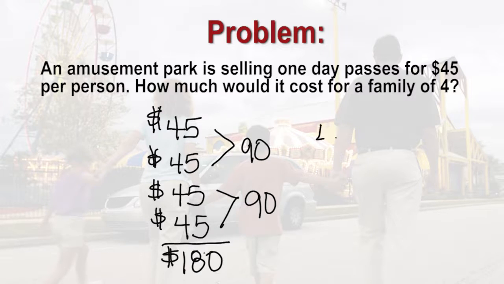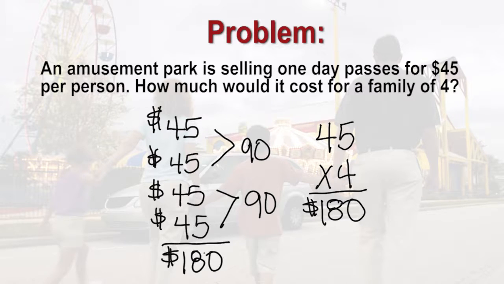If I wanted to solve it with multiplication, it would be $45 times 4. I can see that 4 times any number is like doubling twice or doubling a double. So the family would need to spend $180 for their passes. Let's try one last problem.